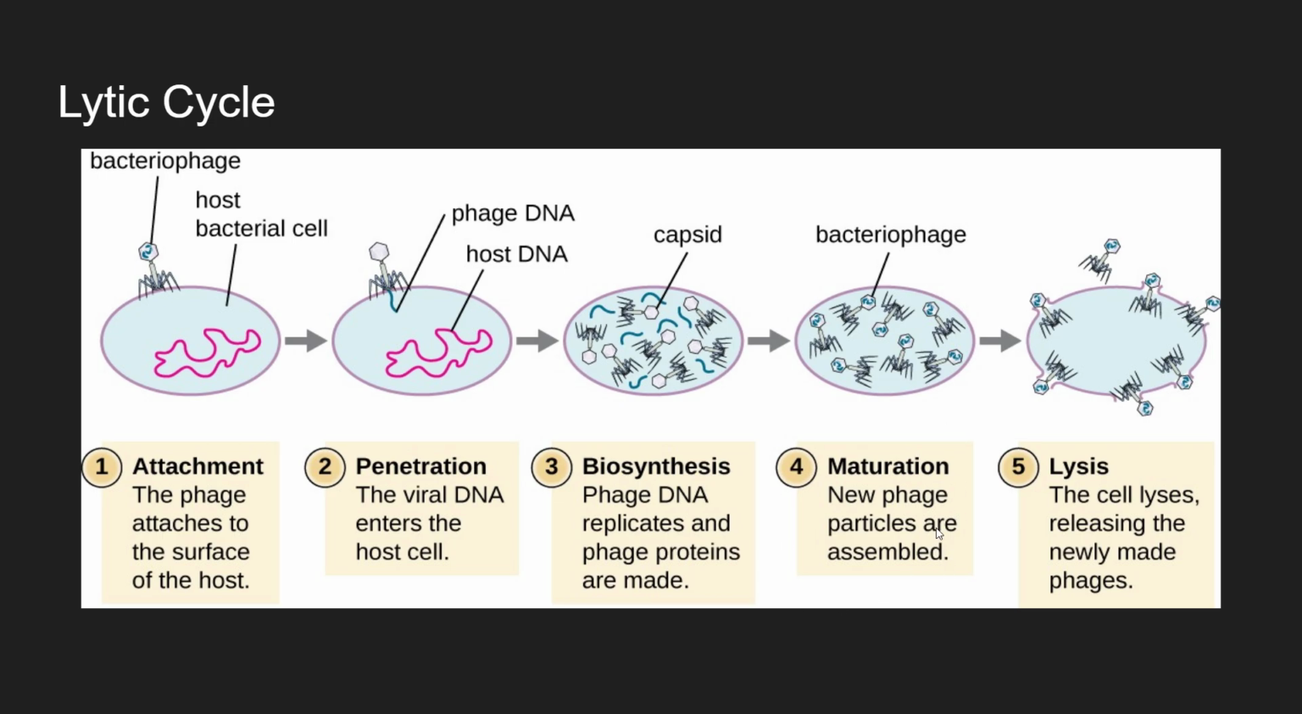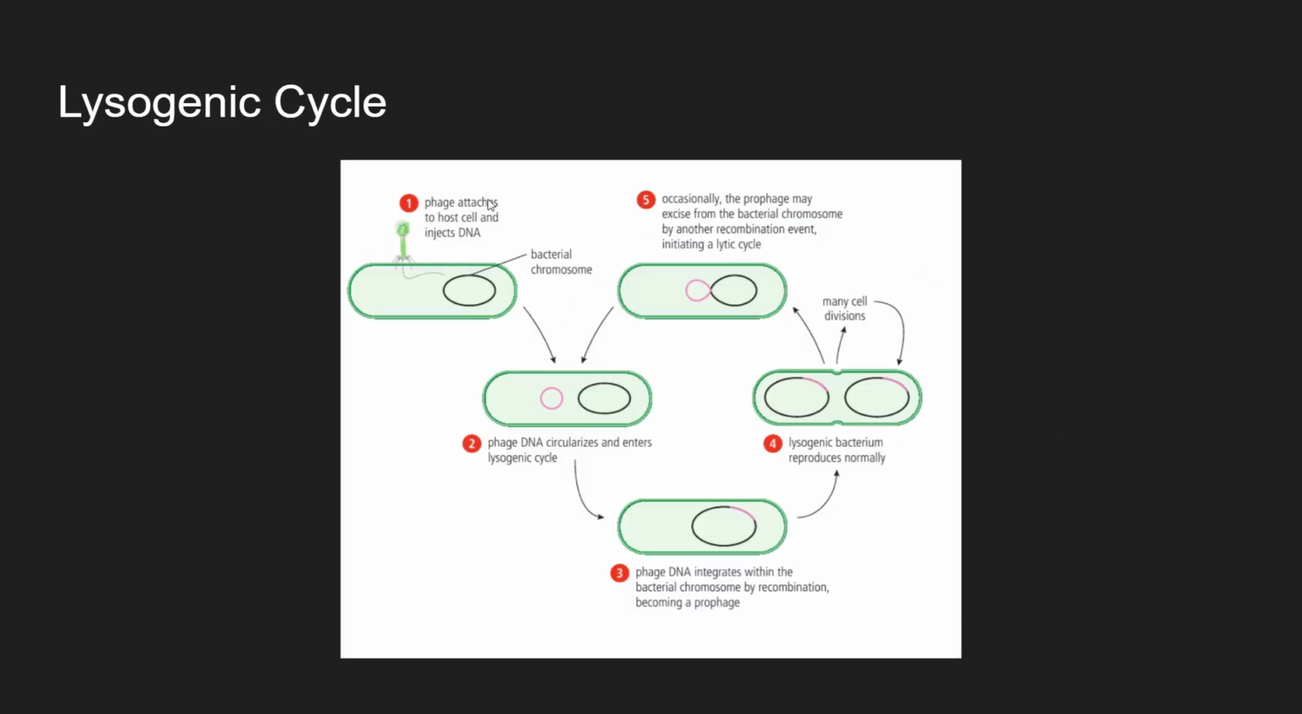And then maturation is just all the proteins combine and they make a bunch of bacteriophages. And then it lyses, which is why it's called the lytic cycle, because the host cell gets destroyed as the bacteriophages escape. This is the lysogenic cycle. This can come before the lytic cycle.